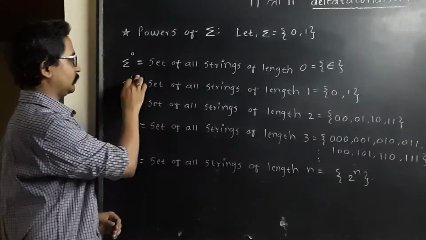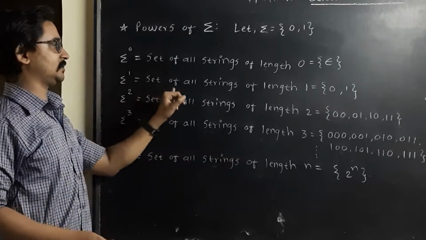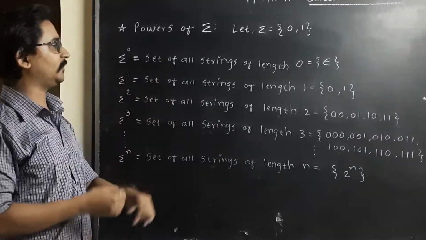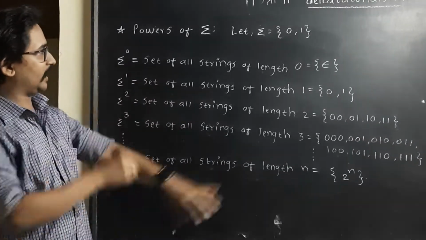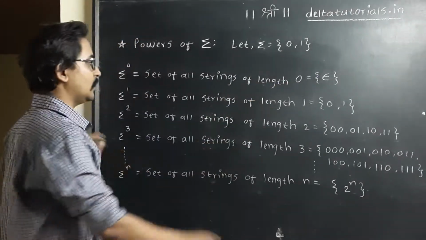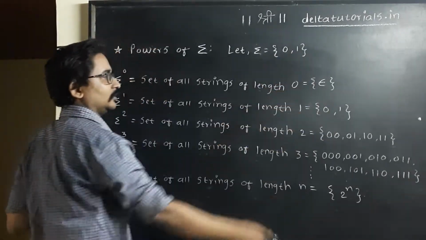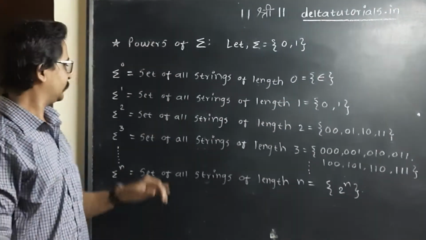Now sigma to the power 1, means sigma raised to 1. It is the set of all the strings of length 1. So as per this set of alphabets that we have, 0 comma 1, all the strings of length 1 are 0 and 1, the two symbols itself.